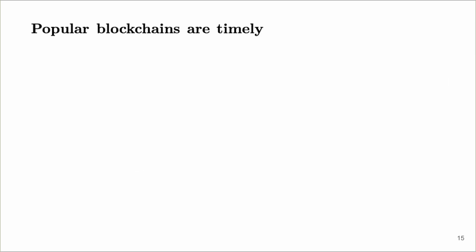Now let's get back to why popular blockchains are timely to begin with. Let's use some blockchain protocol as an example and observe an honest party. In the beginning, in round 1, this honest party outputs the Genesis block. Again, the Genesis block is considered honest by definition and contains a timestamp of the time of its creation, so this timestamp is recent.